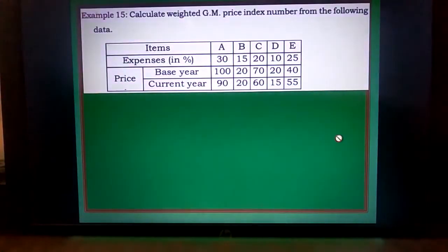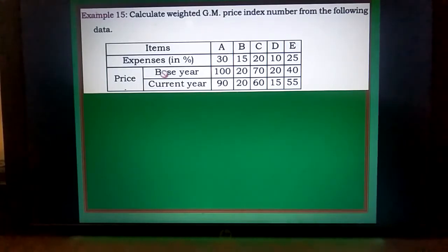Next problem. Calculate weighted geometric mean price index number from the following data. The previous question we solved based on arithmetic mean of price relatives, and now the price relatives based on geometric mean, the weighted geometric mean price index number, will be calculated.